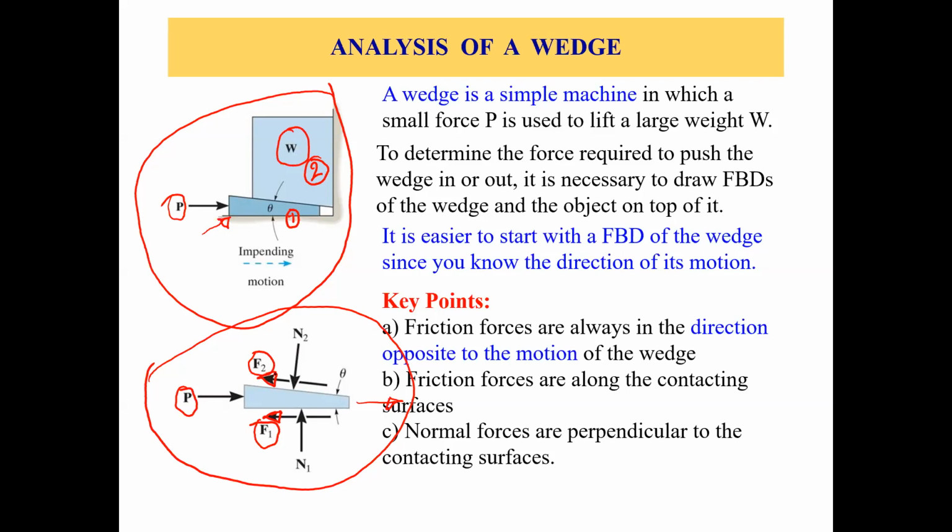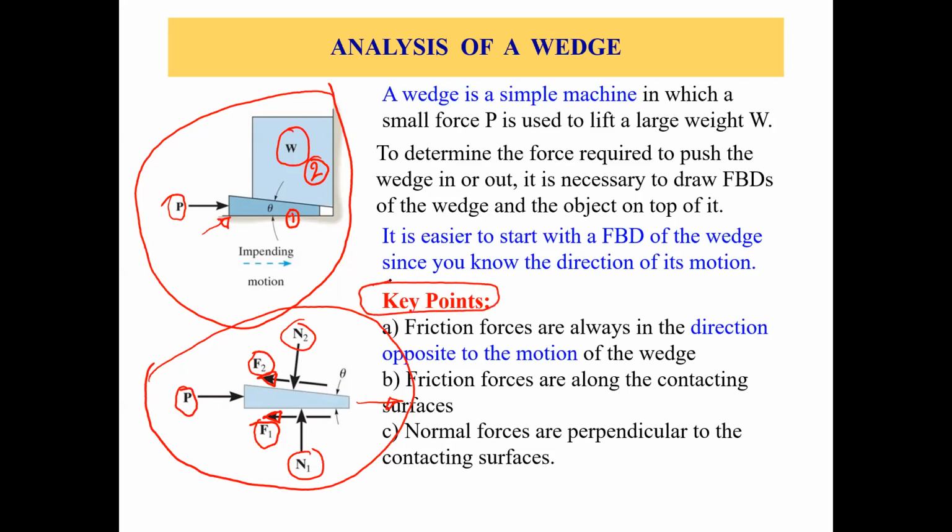Then we have these two normal forces, N1 and N2. We know that the normal force will act on the surface perpendicular to the direction of the surface. So we have these two normal forces, N1 and N2, acting on the wedge. That's how we are done with the free body diagram of this wedge. Now there are some key points which we need to keep in mind.